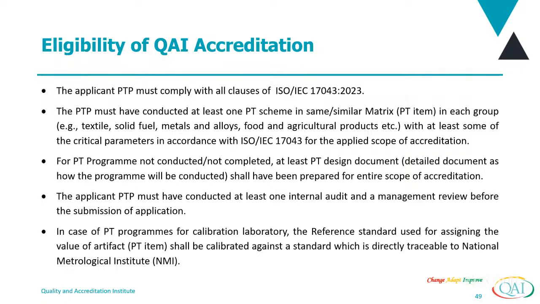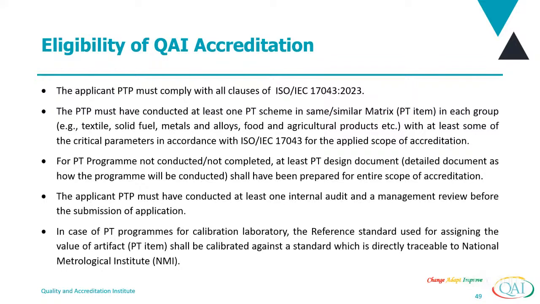So what is the eligibility for QAI accreditation? The applicant PTP must comply with all the clauses of the standard, that is ISO IEC 17043 2023. The PTP must have conducted at least one PT scheme in same or similar matrix, that is the PT item, in each group. The groups include textile, solid fuels, metal, alloy, food, and agriculture products, with at least some of the critical parameters in accordance with the standard for which the scope has been applied.